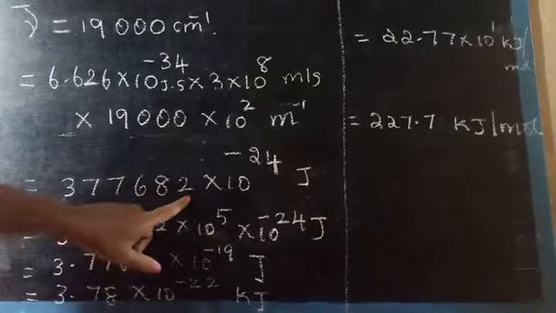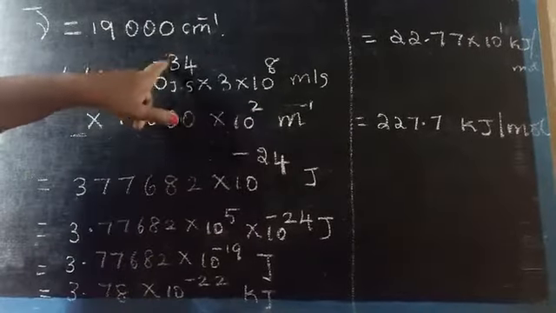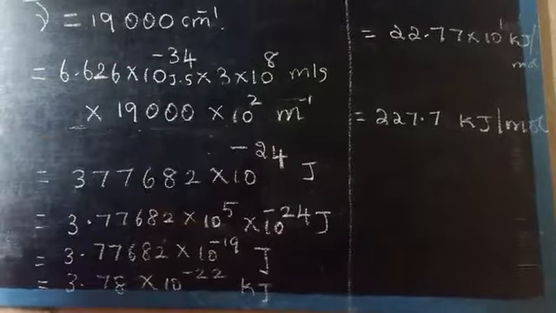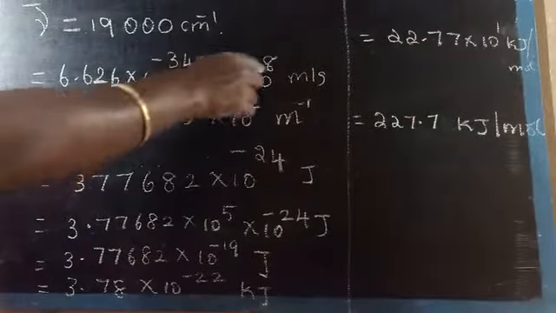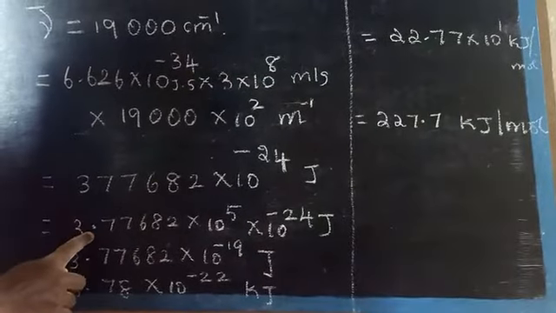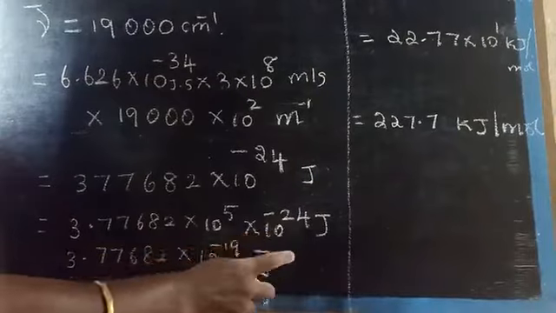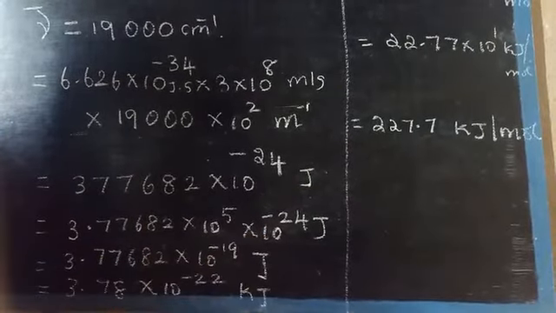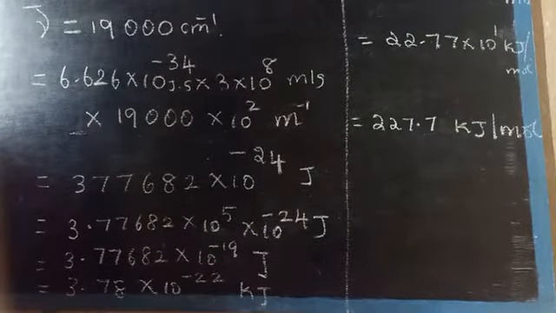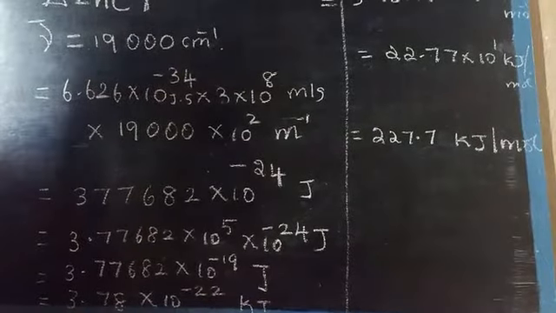Now to get the answer: 8 plus 2 is 10, plus 10, minus 34, so minus 24. Cancel the unit, so the remaining unit is joule. Next, put the decimal point, so 10^5. So minus 24 plus 5 is minus 19 joule. Now joule converted into kilojoule, times 10^-3, so minus 22.